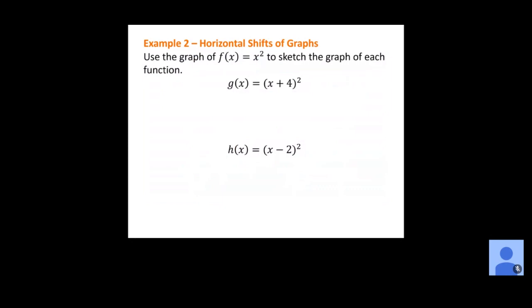All right, so let's practice that. So again, we're using x squared as our parent function. We know what that looks like. We want to sketch the graph of g of x equals (x plus 4) all squared.